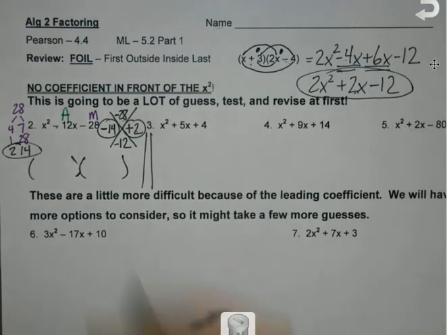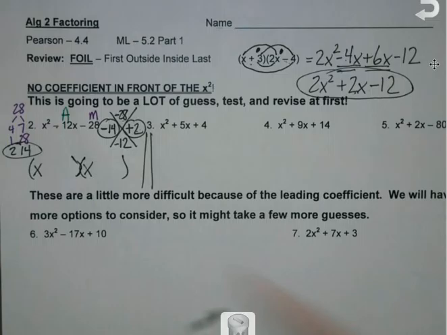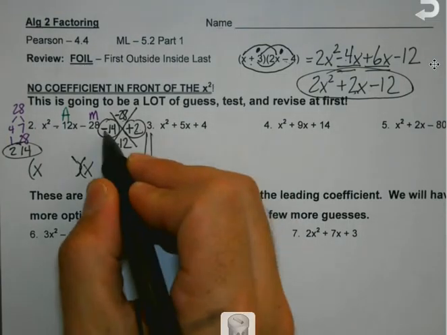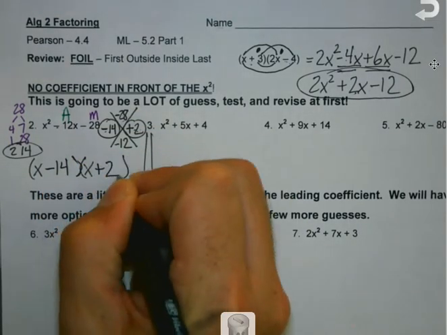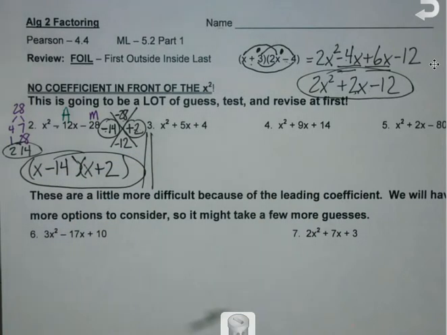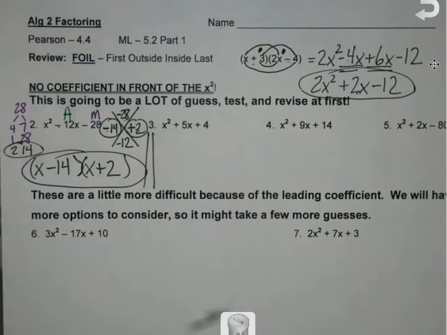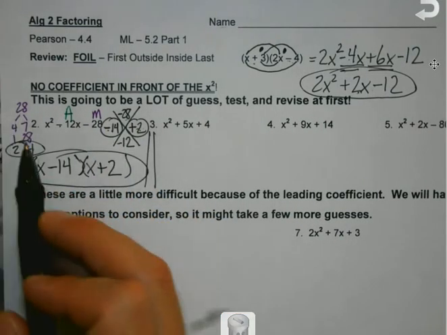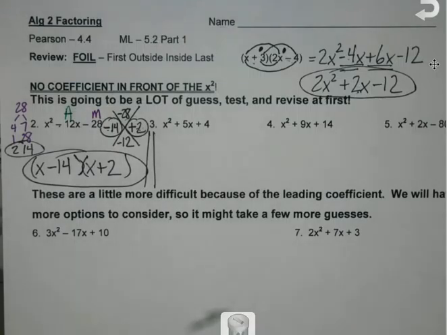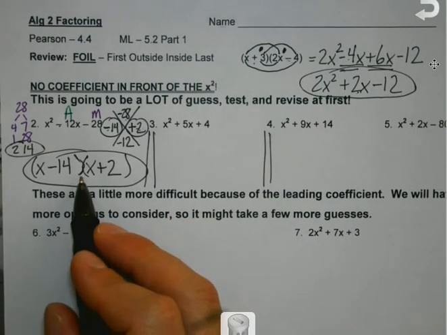So my last job, take whatever your variable's been, in this case it's x, and just write the two numbers in with it that you found in your diamond. Now I'm done. Because if I were to FOIL this back out, I'd get back to the original problem. So again, whether you want to use the diamond, or if you need to make a little chart, whichever is fine, but we want to make sure our final answer looks like this.